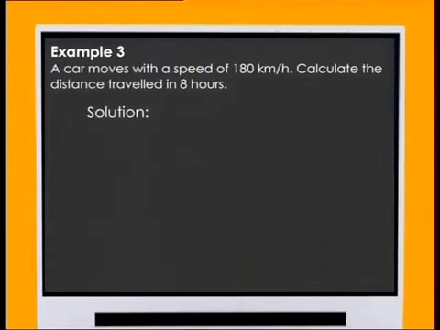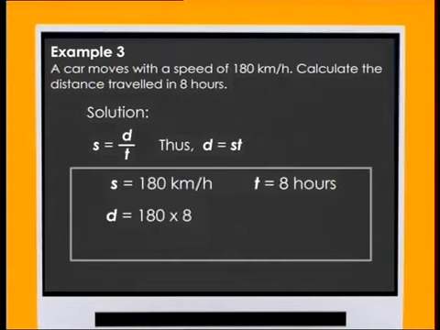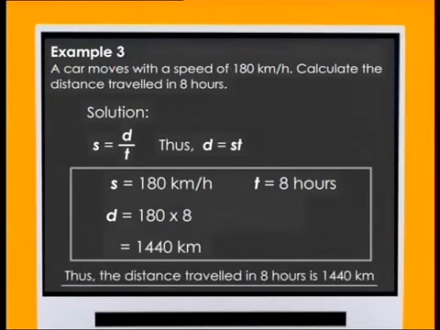Solution. S equals d over t. Thus, d equals st. Speed equals 180 kilometers per hour. Time equals 8 hours. Distance equals speed times time equals 180 times 8 equals 1,440 kilometers. Thus, the distance traveled in 8 hours is 1,440 kilometers.